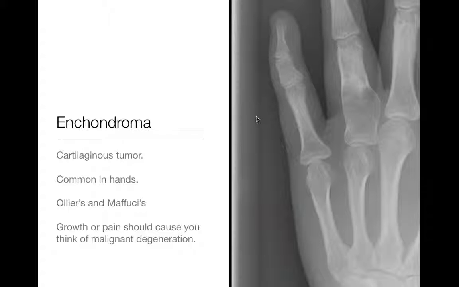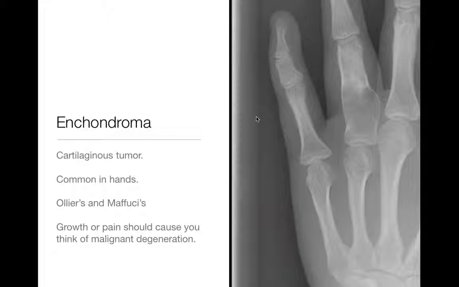Things to worry about in enchondromas. How do you know your enchondroma has gone bad? Well, one, it's growing, so usually they shouldn't grow. So it's growing or changing. That's one way. Also, pain. Sometimes we're not very good radiographically, so clinically you have to rely on the fact that this is now hurting. So pain is an indication to think that this enchondroma has undergone malignant degeneration. Those are probably the two main things.